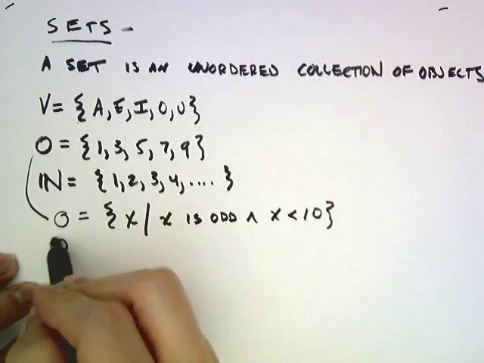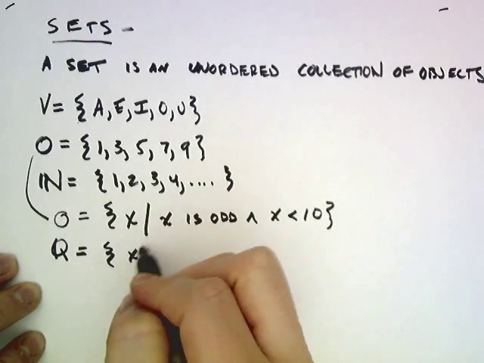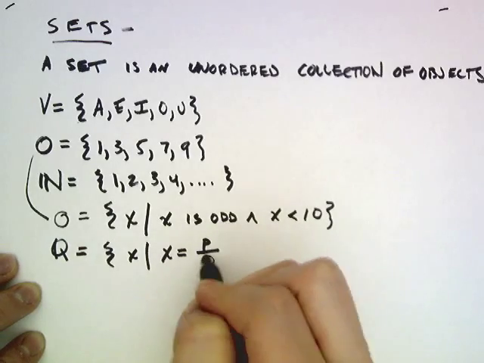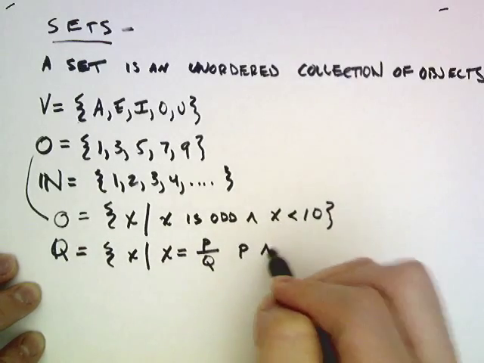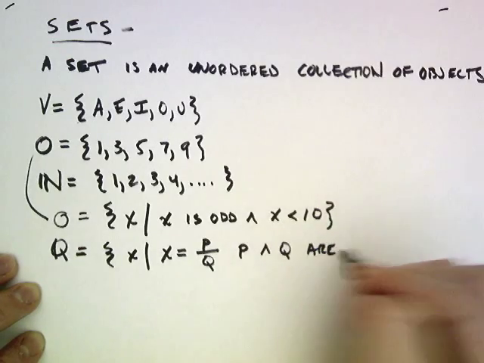How about the rationals? We've seen those before. These are the set of all x such that x is equal to p divided by q, where p and q are integers.